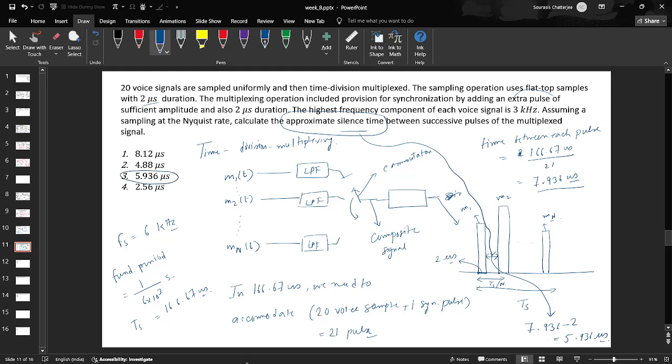You have to be careful to subtract this pulse duration. I am repeating again, the time between each pulse is 7.936, but that is from the start of one pulse to the start of the next pulse, and each pulse is of duration 2 microseconds. The silence period corresponds to the actual gap between two pulses, not Ts over n. So that's why you need to subtract 2 from 7.936, which comes out to be 5.936. So the third one is our answer.